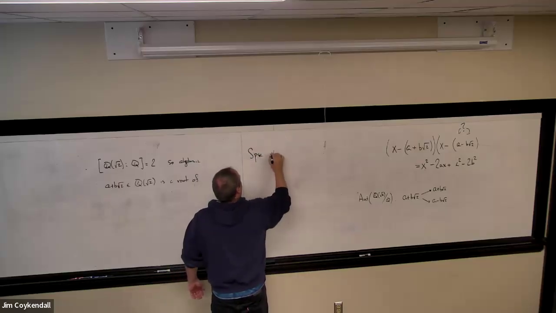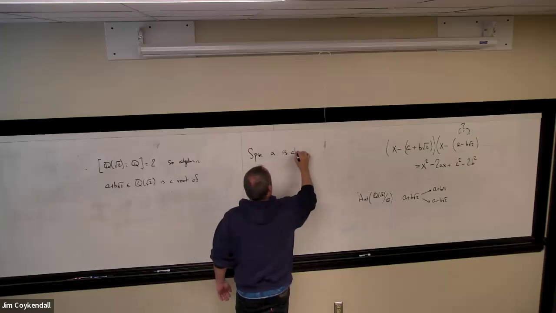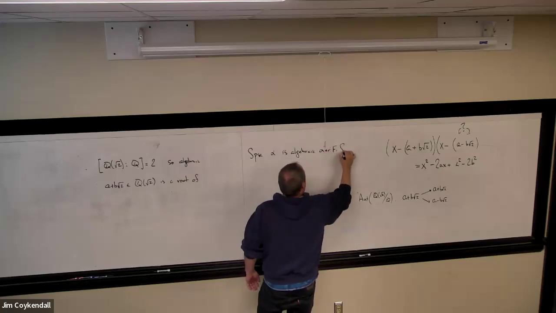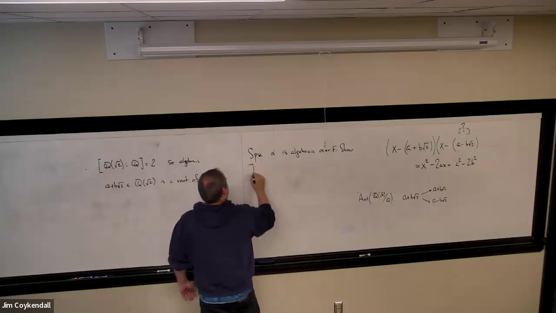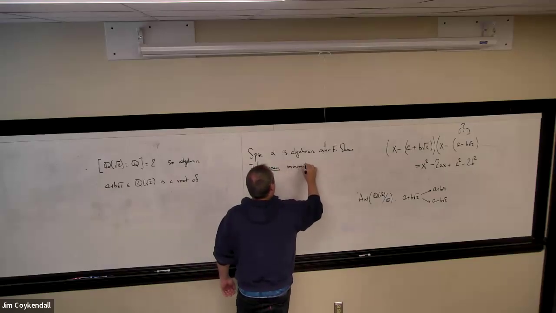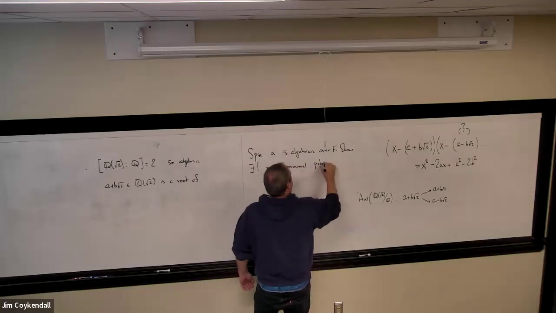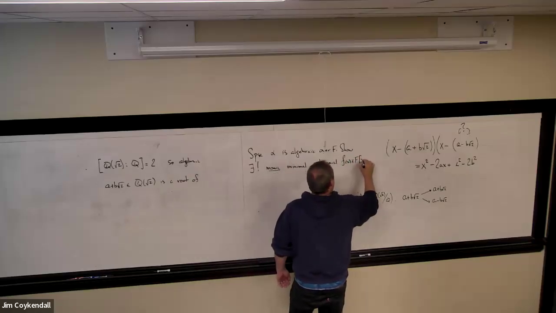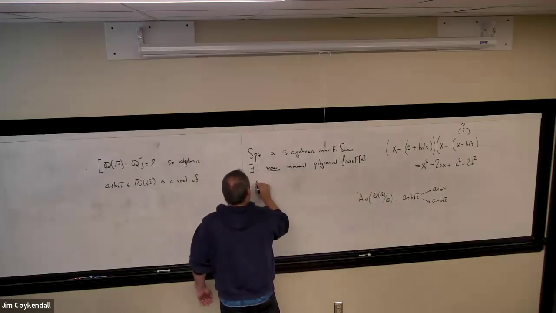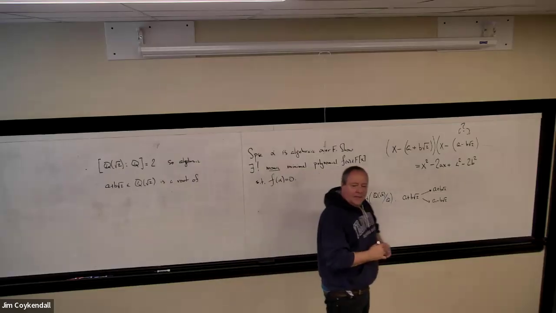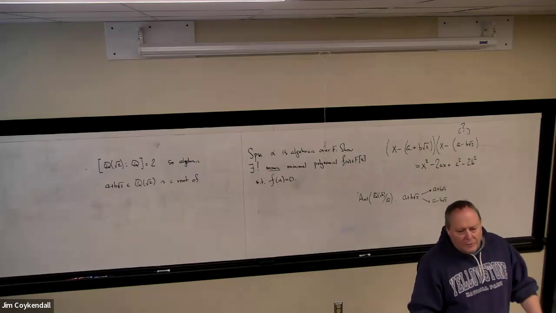Suppose alpha is algebraic over F. Show there exists a unique monic minimal polynomial f(x) in F[x] such that f(alpha) is equal to 0. I think this kind of addresses the comment you have, as you said, well, what if there's a bigger polynomial?